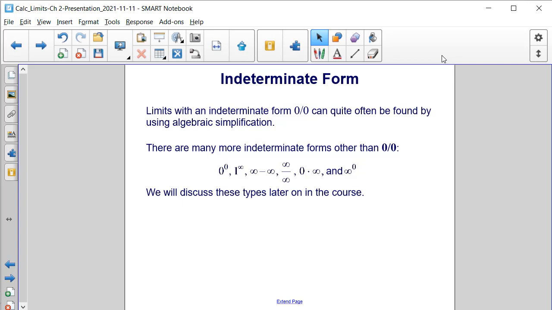There are many more indeterminate forms other than 0 divided by 0. For example, there could be 0 to the 0 power, there could be 1 raised to the infinity power, infinity minus infinity, infinity divided by infinity, 0 times infinity, and infinity to the 0 power. We will discuss these types later on in the course.